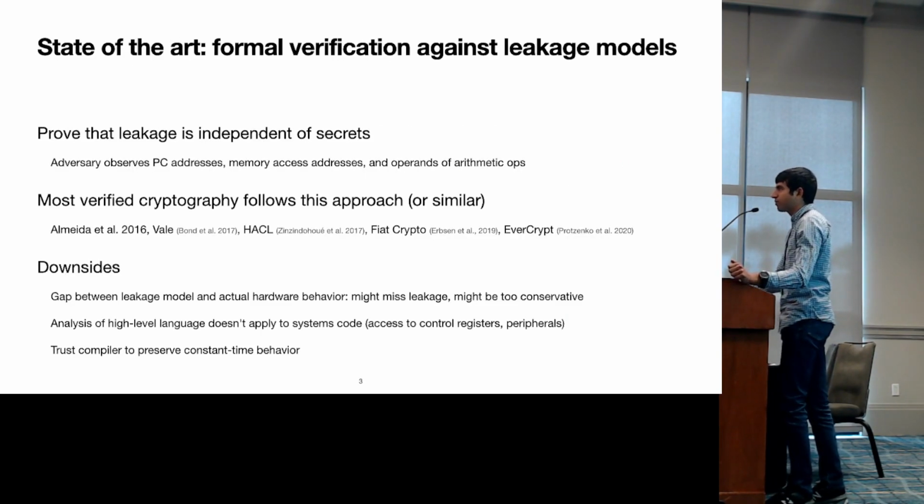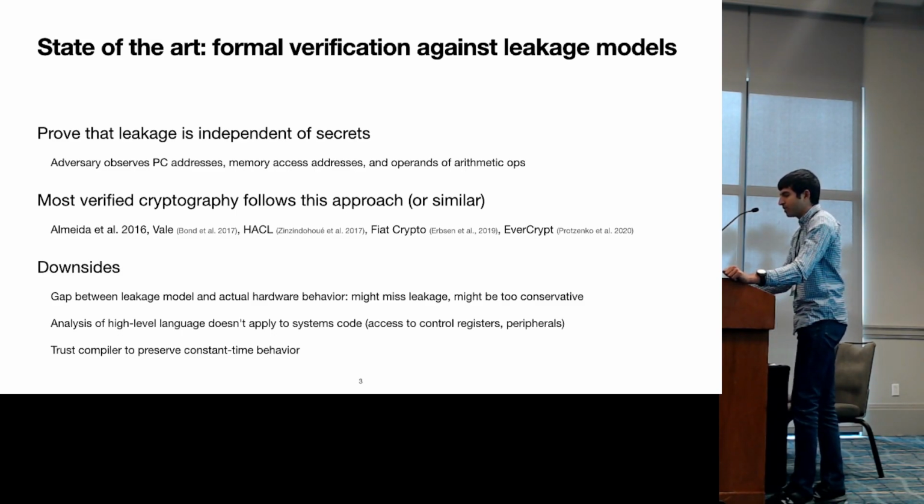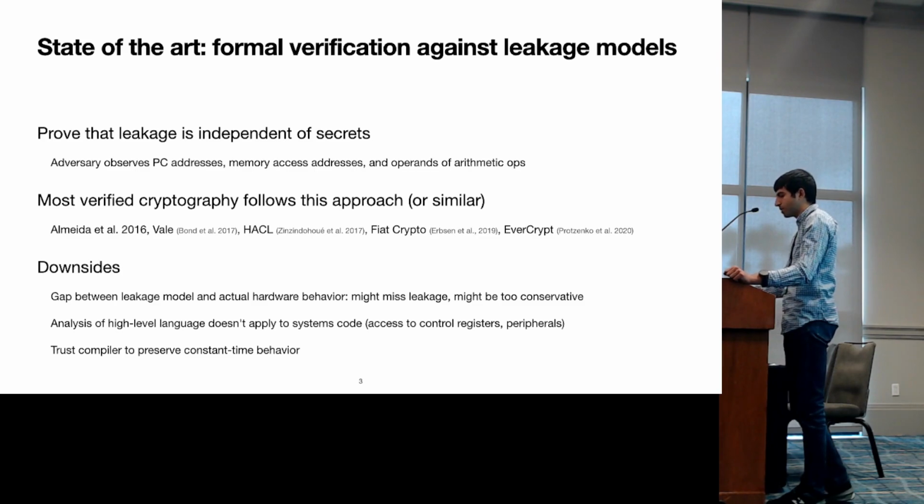Now, the state of the art for dealing with timing side channels and gaining confidence that your code doesn't suffer from these timing side channels is to use something called leakage models. You can prove that leakage is independent of secrets. And this is a standard approach. Lots of verified cryptography does this, and it's great. We have software that we have a lot of confidence in that it's constant time. But there's some downsides to this approach.